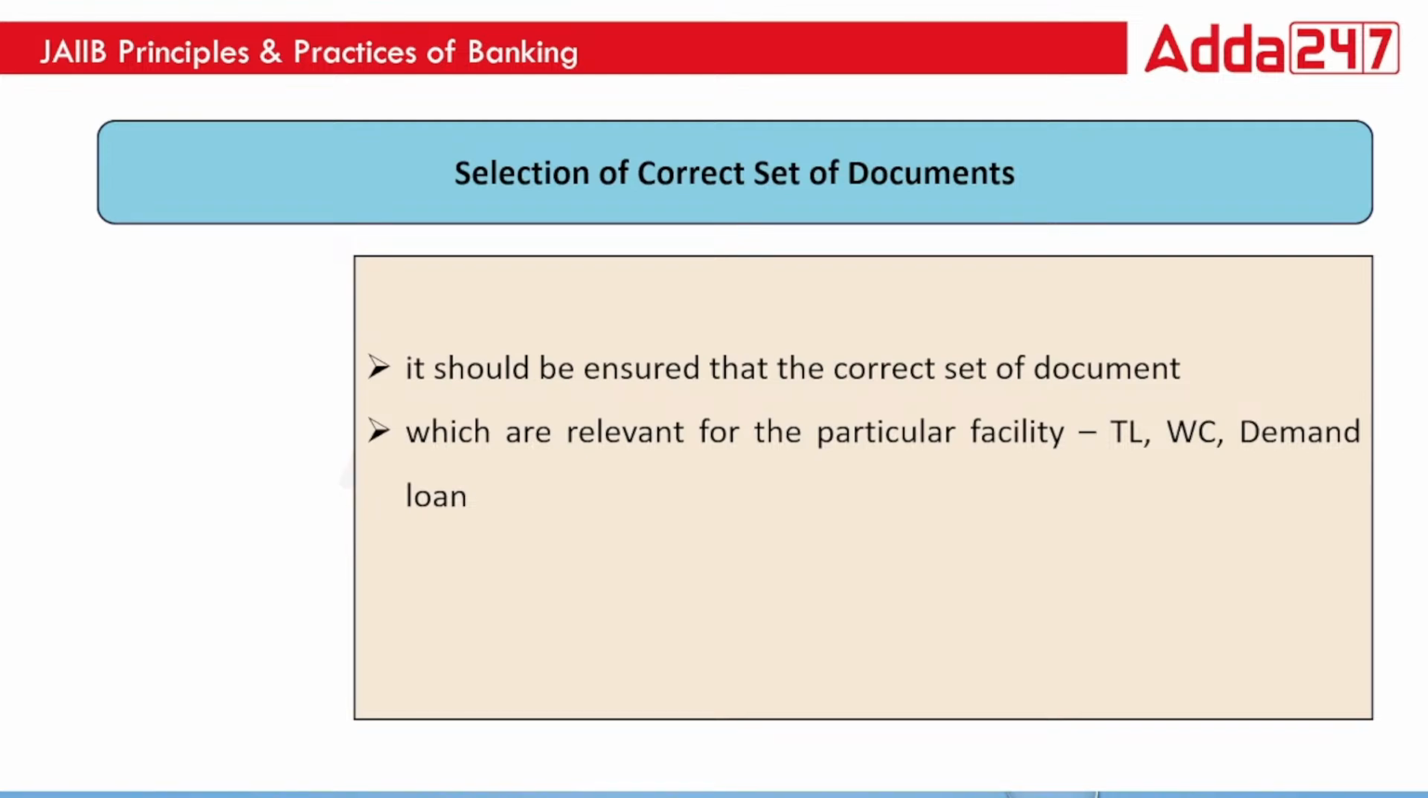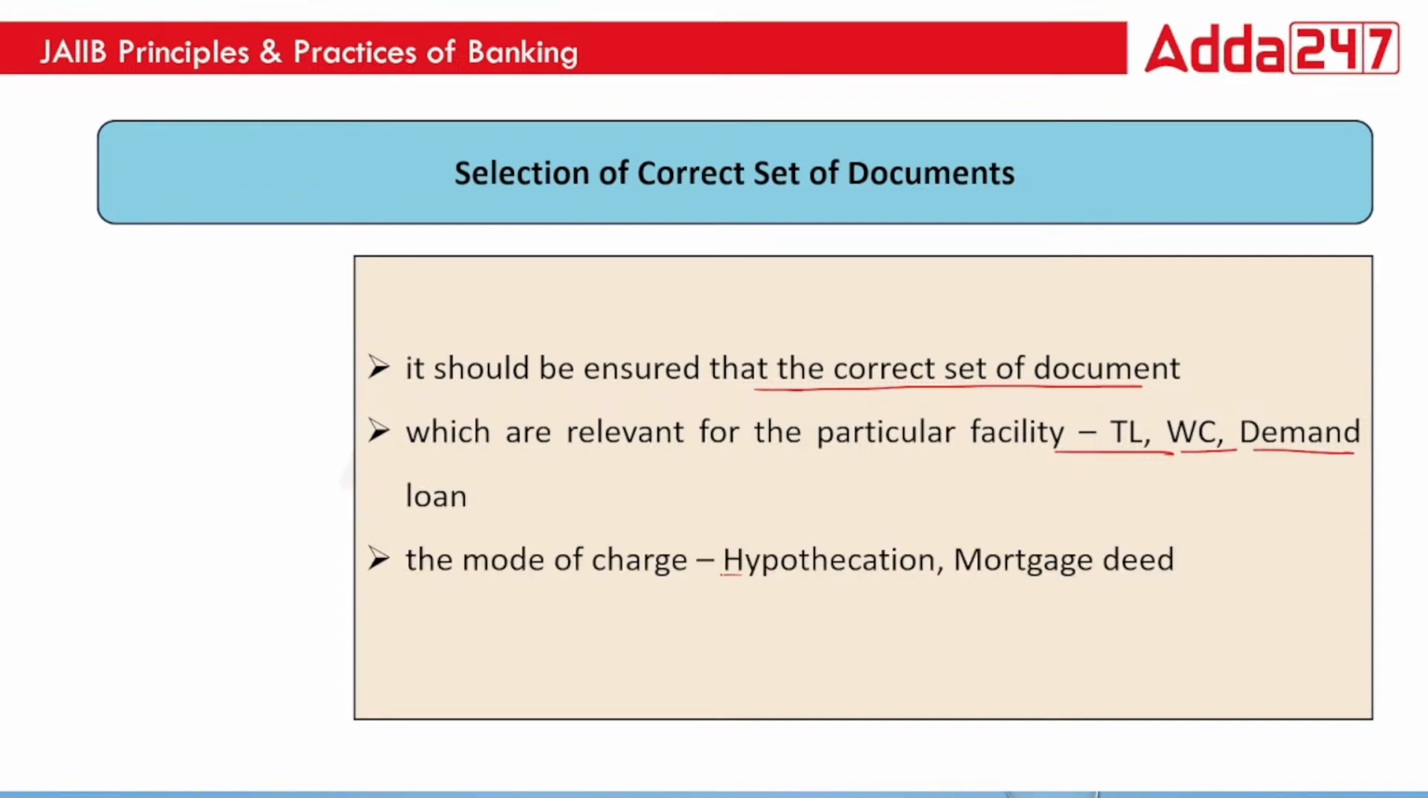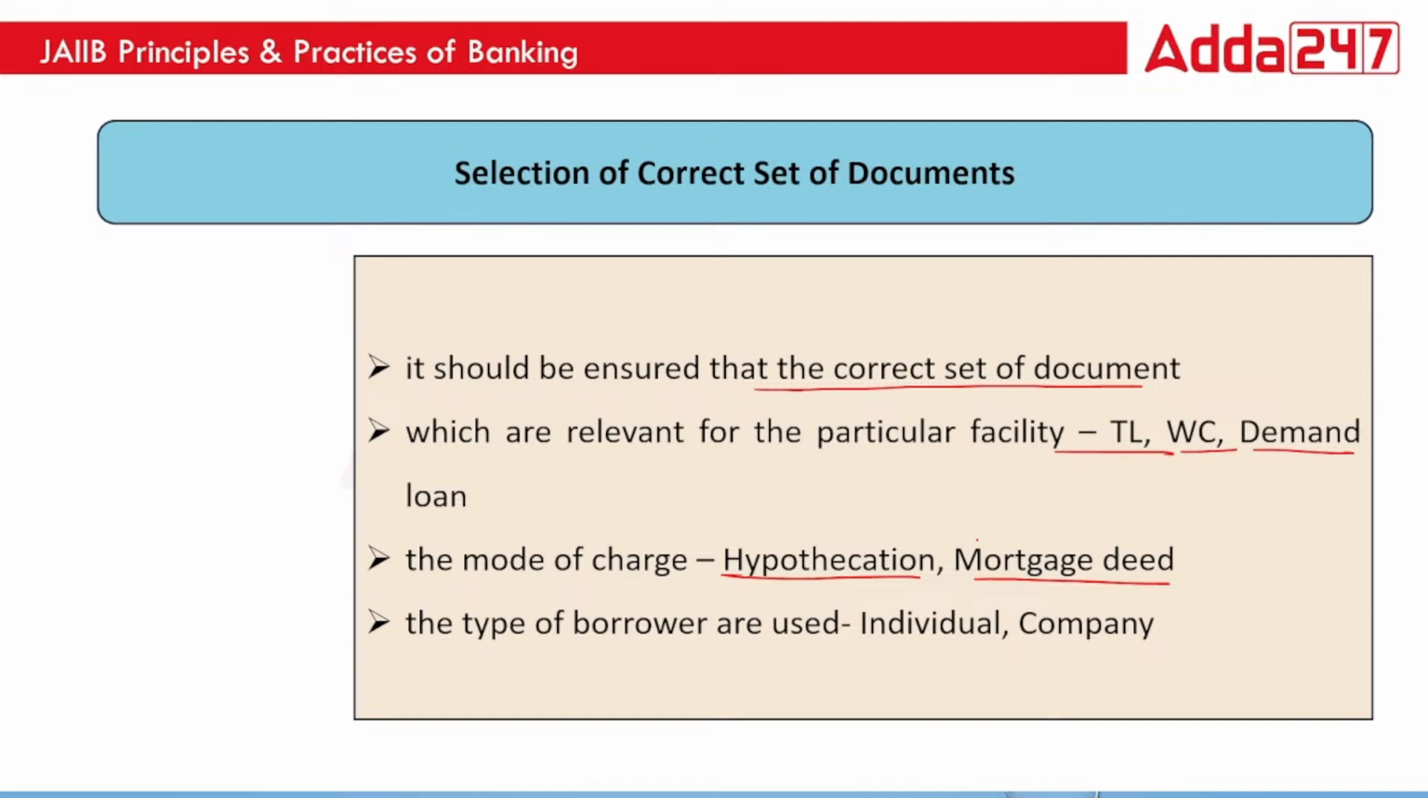Now, selection of the correct set of documents. You have to ensure that you take the correct set of documents, whether you are giving a term loan, working capital or demand loan, or you are taking a mode of charge, hypothecation or mortgage deed. So all these documents are going to vary. That is why it is very important that you understand to which customer you are providing which kind of loan and which documents you will have to take. Whether the type of borrower is an individual or a company.